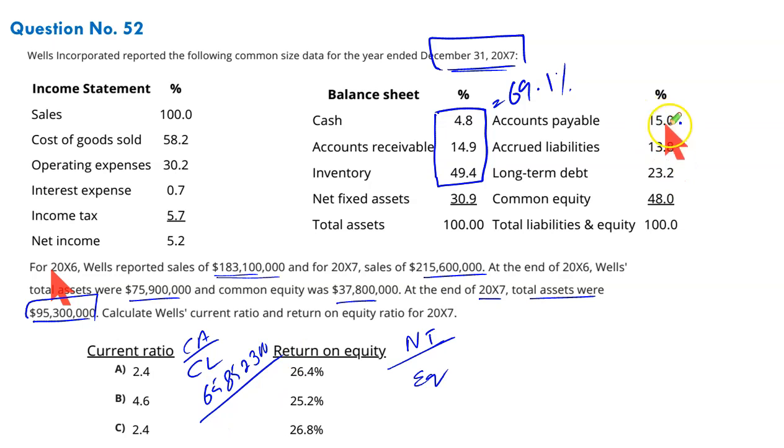And what are the current liabilities? Current liabilities are 15 and 13.8, these two only. So the total of 15 plus 13.8 is 28.8. So your current liabilities are 28.8% of your total liabilities and equity. Of course, the total would be the same, 95.3 million. So 95.3 million times 28.8% is 27,446,400. At least this will give us the current ratio. 65,852,300 divided by the answer.